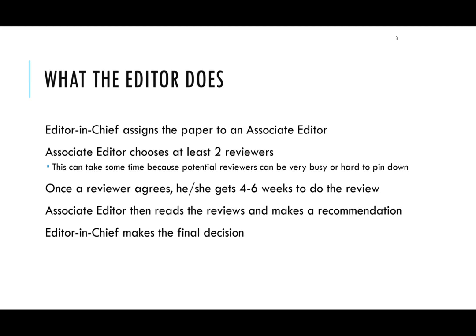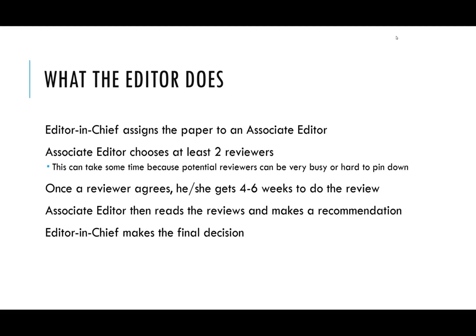Once the reviewer does agree to do the review, they then get 4 to 6 weeks to do that. And if they're really busy, but they really want to review the paper, and this happens, we can give them more time to undertake the review.